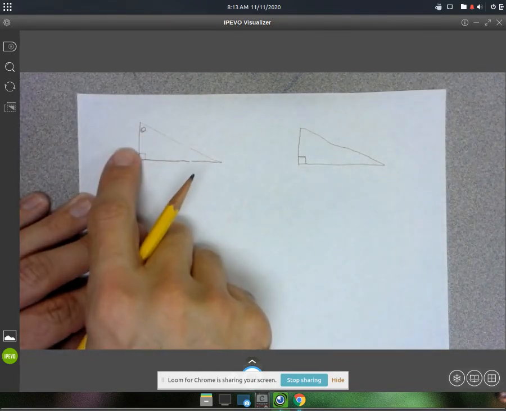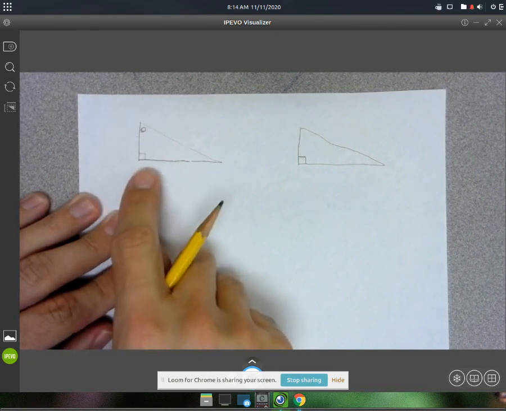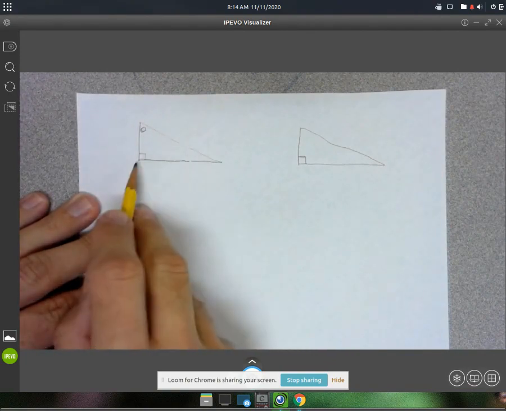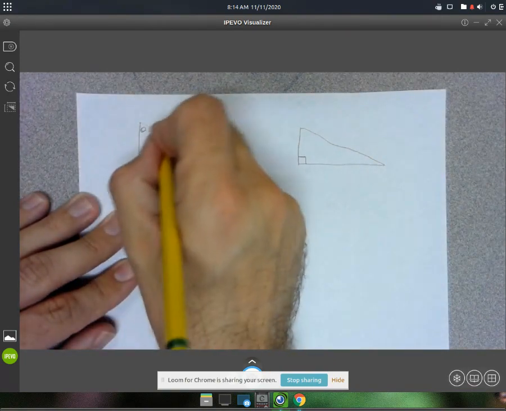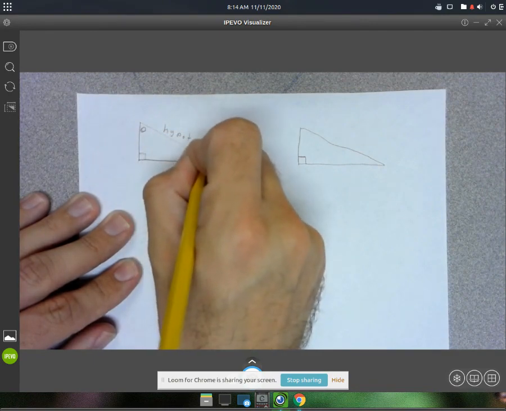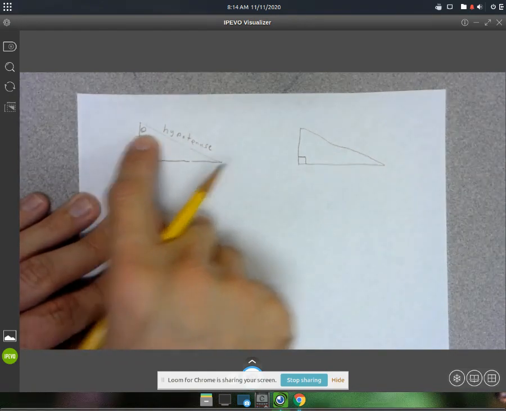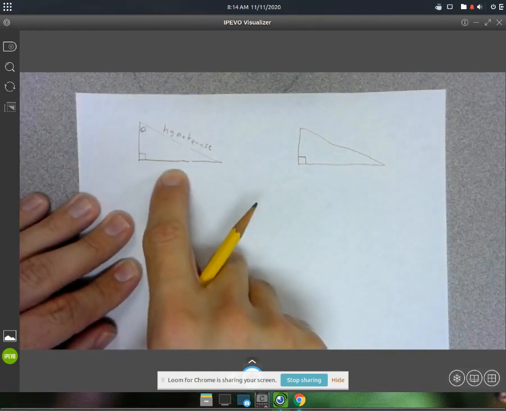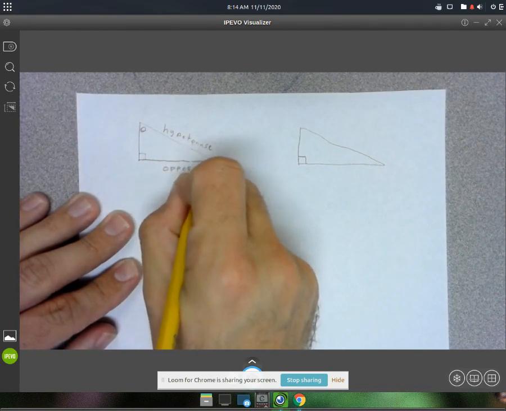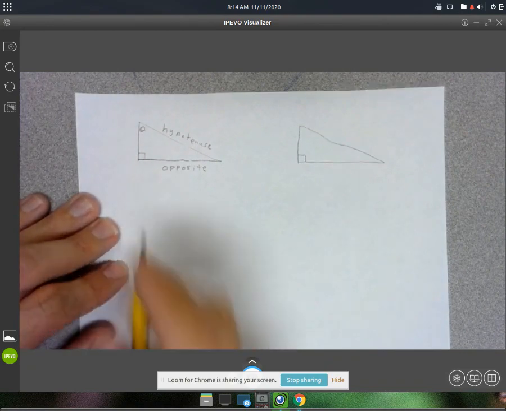So the way this works is from that angle, you have three sides of the right triangle. The longest side, the one across from the right angle, that's always your hypotenuse. And the one straight across from the angle, we're going to call the opposite side. And this other side, we're going to call the adjacent side.